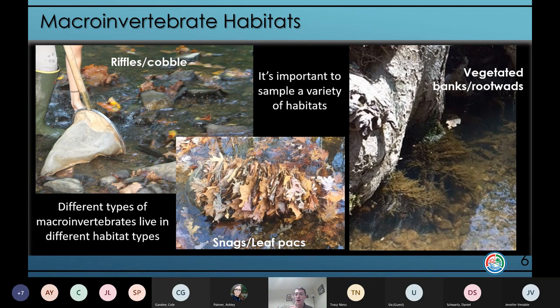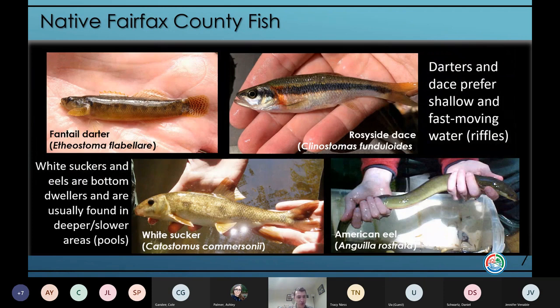And so we look at benthic macroinvertebrates, and we also look at fish. These are just a few of the native fish in Fairfax County. The reason we catch fish is the same reason that we catch benthic macroinvertebrates, because some of them are tolerant to pollution while others are very sensitive to pollution. If we find a stream full of very tolerant species, we know that the water is probably polluted. It's probably been polluted for a long time. Whereas if we find a lot of sensitive fish, we know that the water is probably of a higher quality.